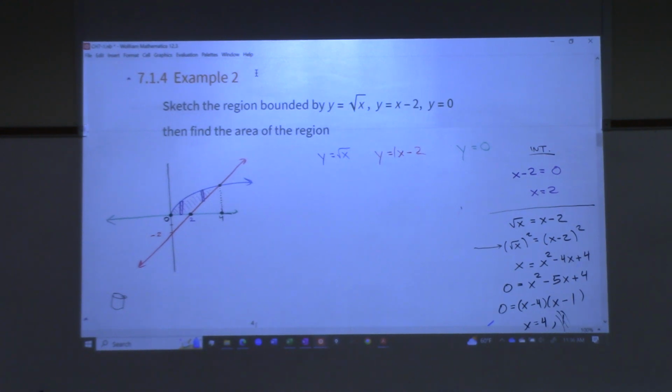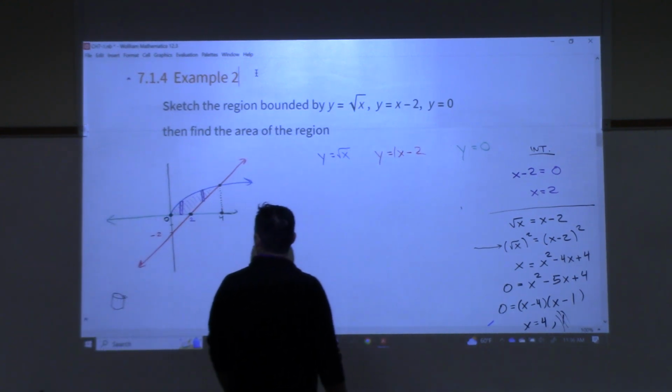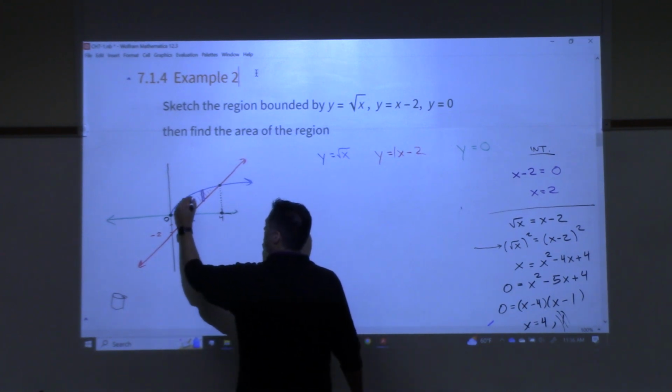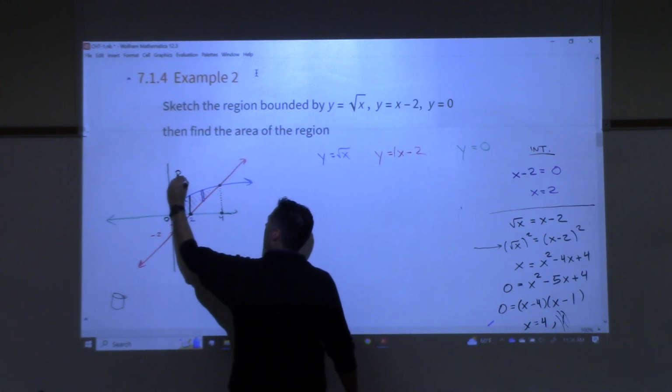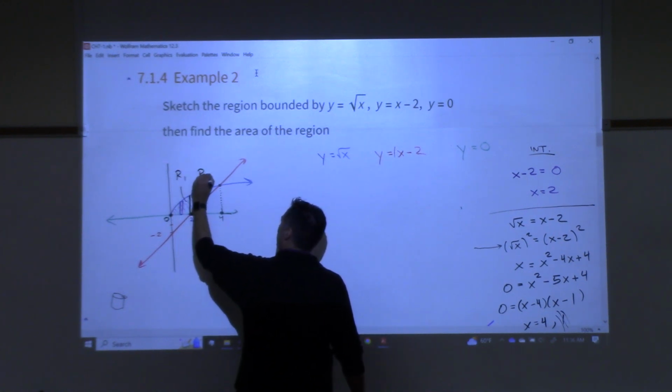All right, here we go. Let's set up the integrals. We have one integral. The first one, let's call this one right here, we'll call that region 1. We'll call this one region 2. All right?